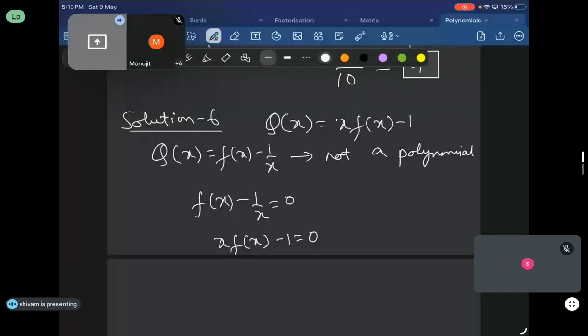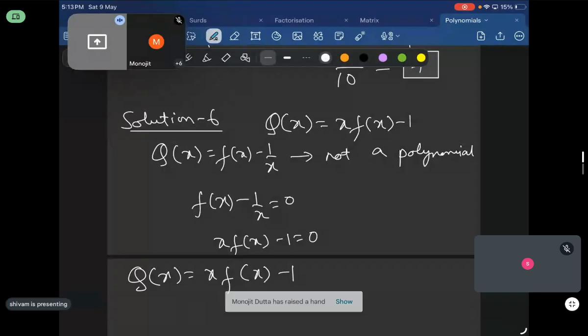So this is your pattern now. Q of x will be equal to x into f of x minus 1. Right, tell me everyone. So now you people tell me, what is the degree of Q of x? 6. Correct. Why? Can you tell me, Koshiki, why the degree of Q of x will be 6? f of x is degree 5. Yes. When we multiply with x, it will become degree 6, right? So Q of x is a polynomial of degree 6.